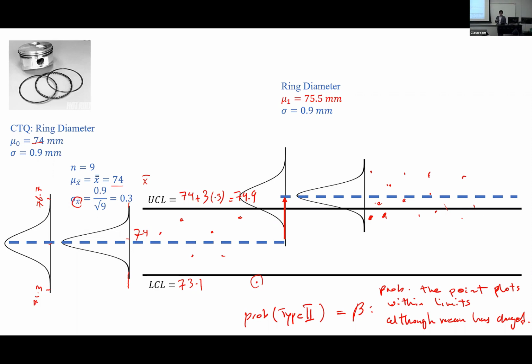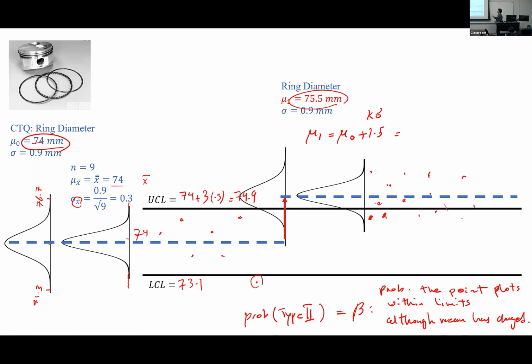1.5, right? It was 74 before, now it's 75.5. So basically, mu1 is mu naught plus 1.5. I want to rewrite that 1.5, which is the amount of shift, as a function of sigma. Sigma hasn't changed. Sigma is just 0.9, right? What would be that? I'm going to say mu plus k sigma, right? What do you think k would be? So it's basically 1.5 divided by 0.9, right?